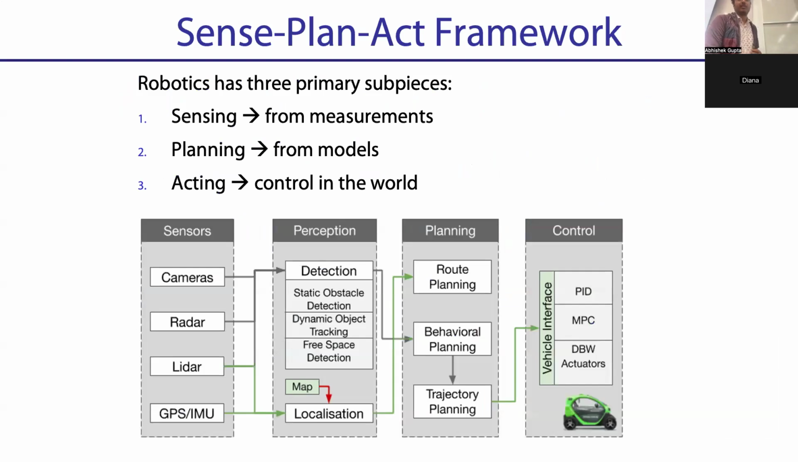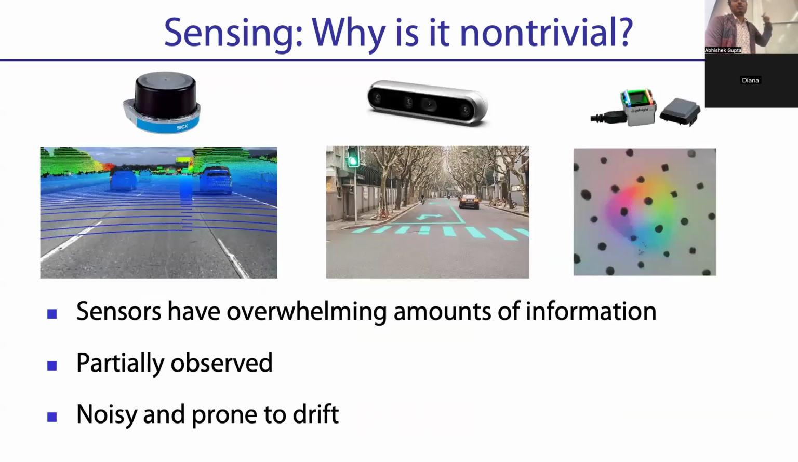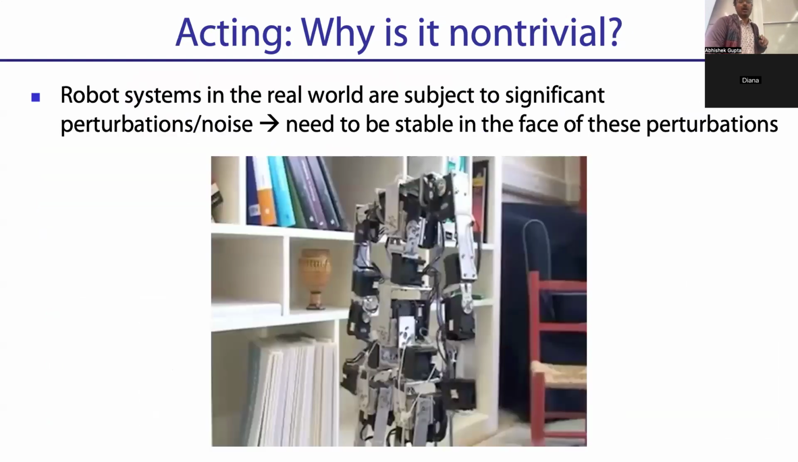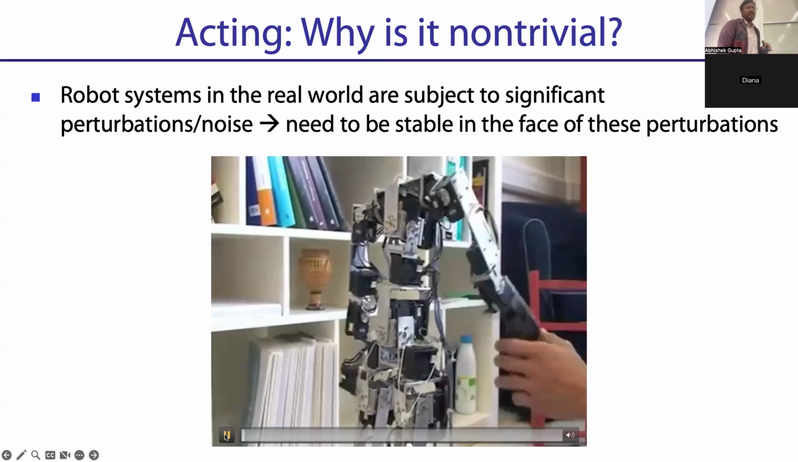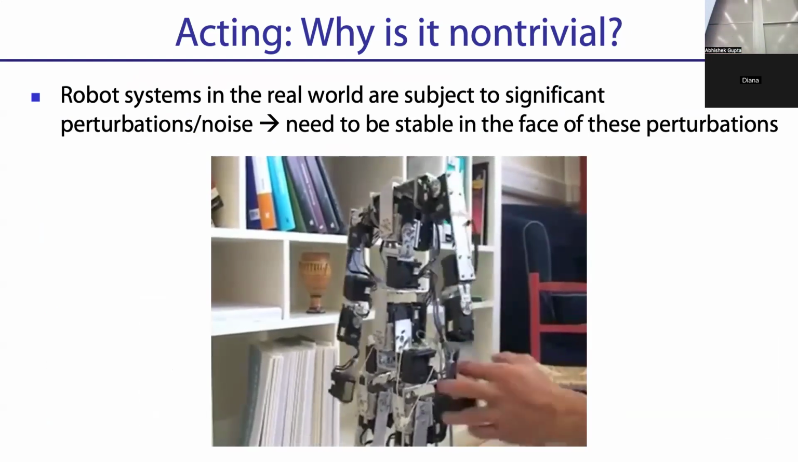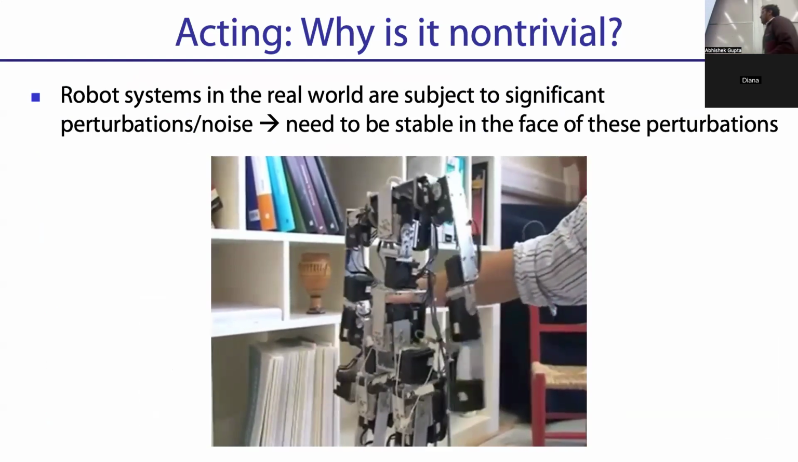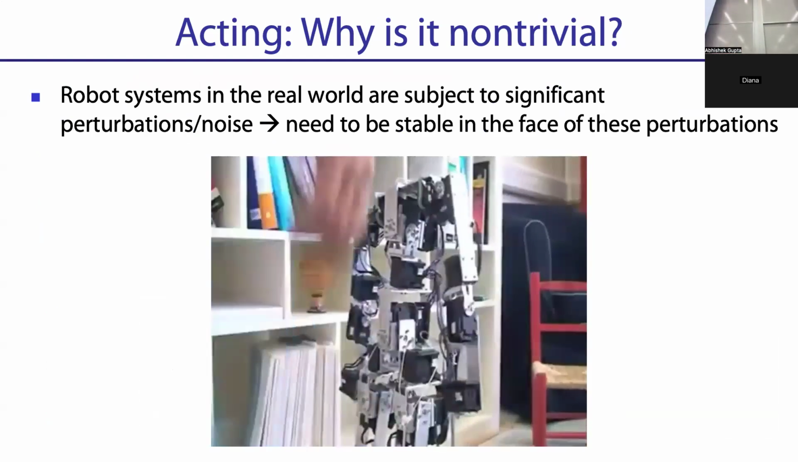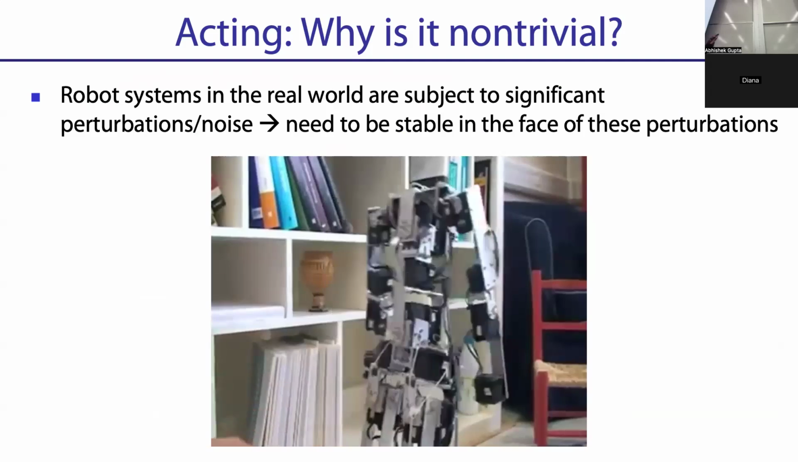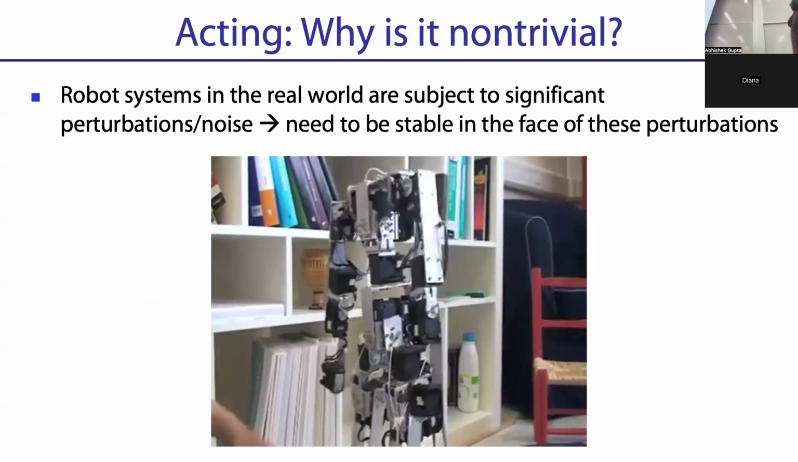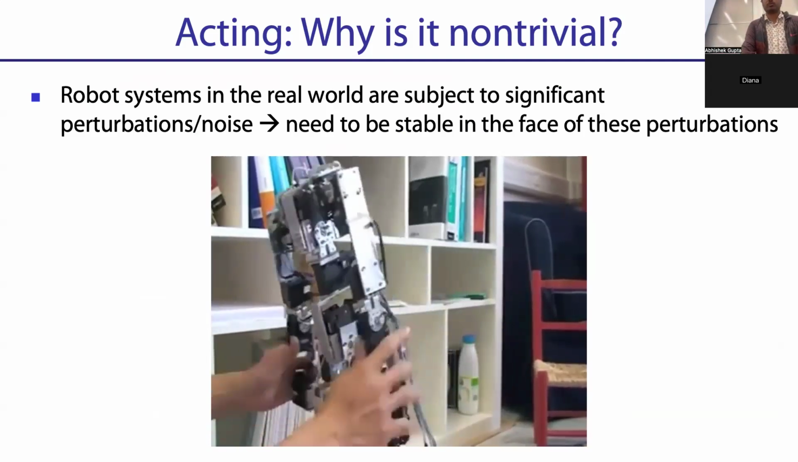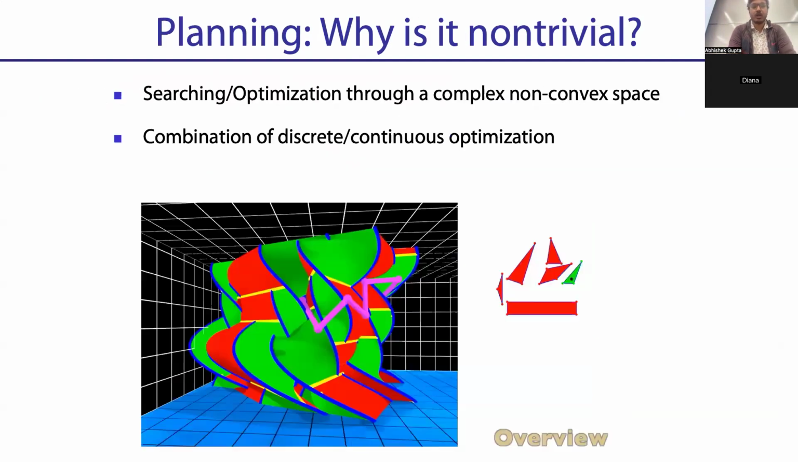Okay, so the sense-plan-act framework is saying sensing for measurements, planning for models, and acting in the real world. Now, we've talked about why sensors are hard: they're noisy, prone to drift. But think about control. Here's a humanoid system which is pretty janky, but you can get even these kinds of systems to walk if you use feedback control in the right way. So a system that is pretty wrong, has lots of errors, can still be made to walk if you use feedback control and you have perturbations.